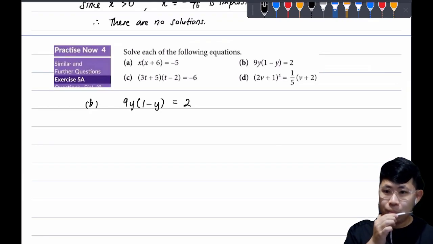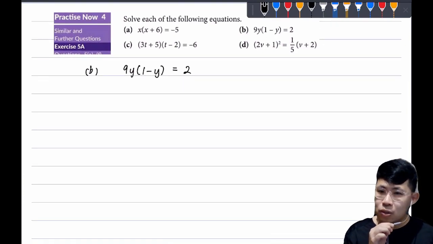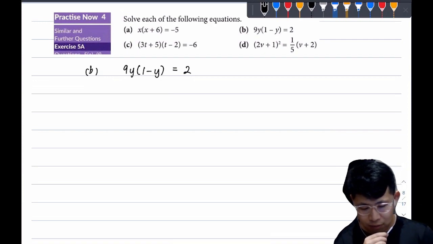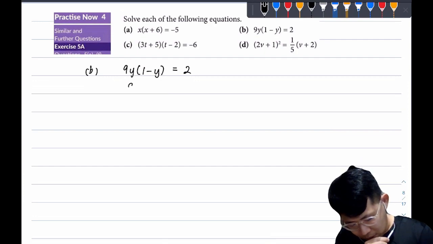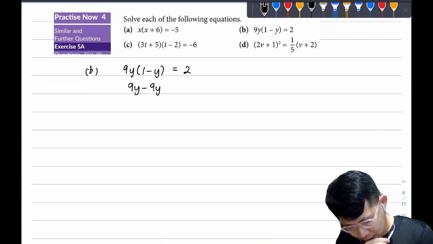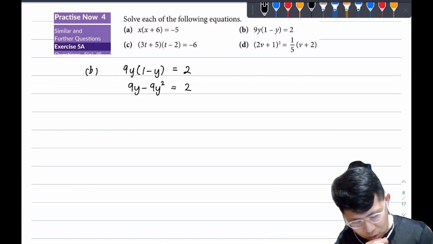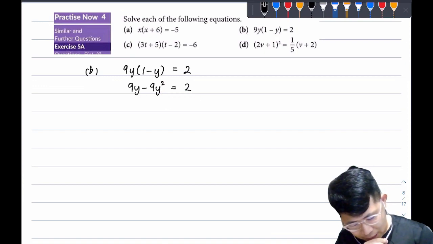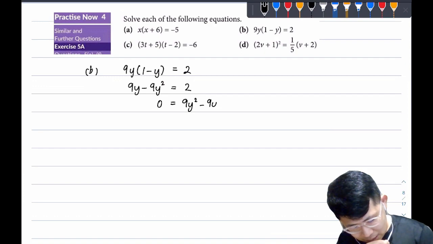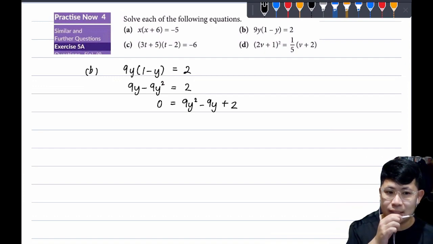Same for B. It has to be 0 on the right hand side of the equation, and most likely we need to expand and rearrange everything again. So we expand this, and it will be 9y minus 9y squared equals 2. Let's rearrange and move everything to the right hand side. So 0 equals 9y squared minus 9y plus 2. We will try to solve this.